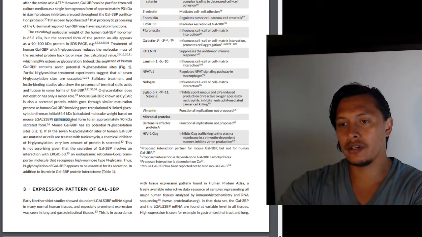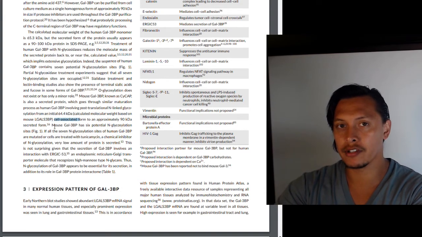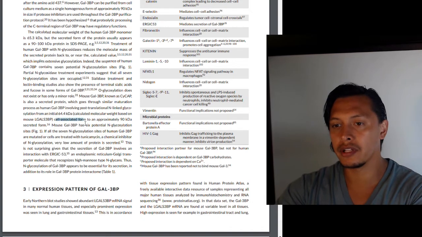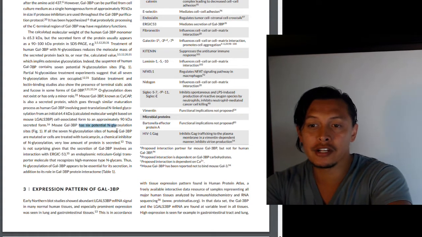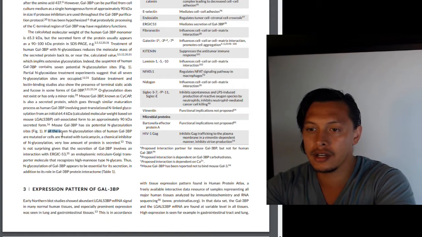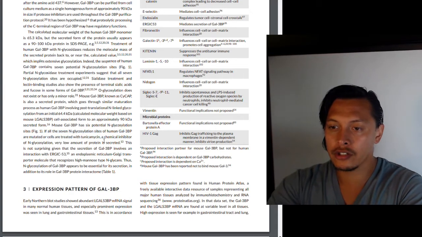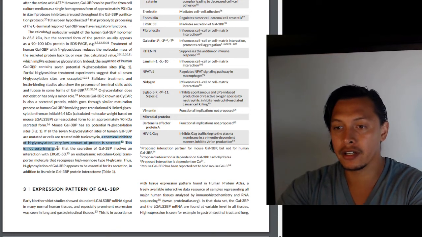And I would also assume that the cell-associated form, which I believe has a GPI anchor on it, would also require some glycosylation. So the mouse galectin-3 binding protein has 6 potential N-glycosylation sites. If all 7 N-glycosylation sites of the human galectin-3 binding protein are mutated, or cells are treated with tunicamycin, which is a chemical inhibitor of N-glycosylation, very low amounts of the protein are secreted.